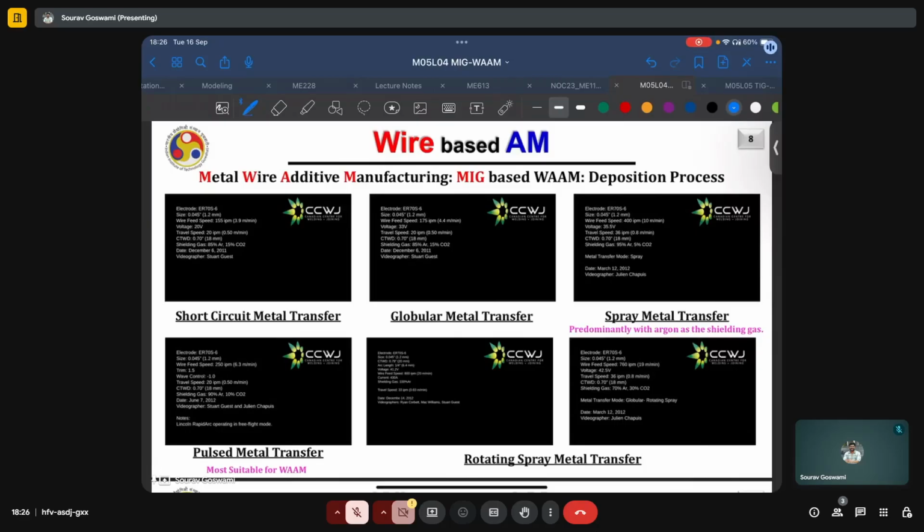And here, during the lecture, we could see videos of all of these different transfer mechanisms. In the case of short circuit metal transfer, what happens is the wire will gradually come in contact with the substrate. And because both of these will be part of some electric circuit, say in case of DC, if this is positive and this is negative, if they come in contact, it will result in a short circuit.